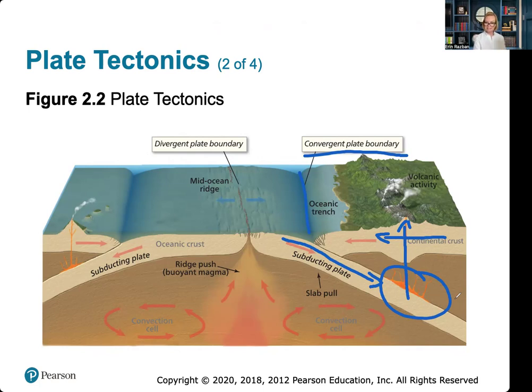A classic example of this is the Andes Mountains along the western coast of South America, formed by the Nazca Plate, which is an oceanic plate, subducting underneath the South American plate, a continental plate. Japan is also a well-known subduction zone with volcanic islands.